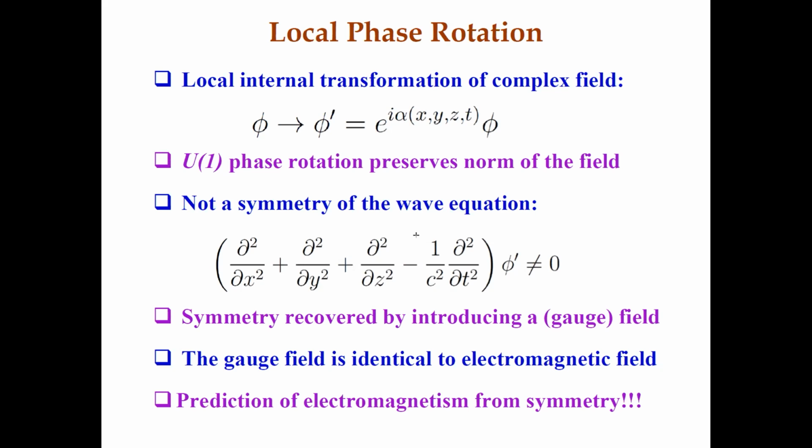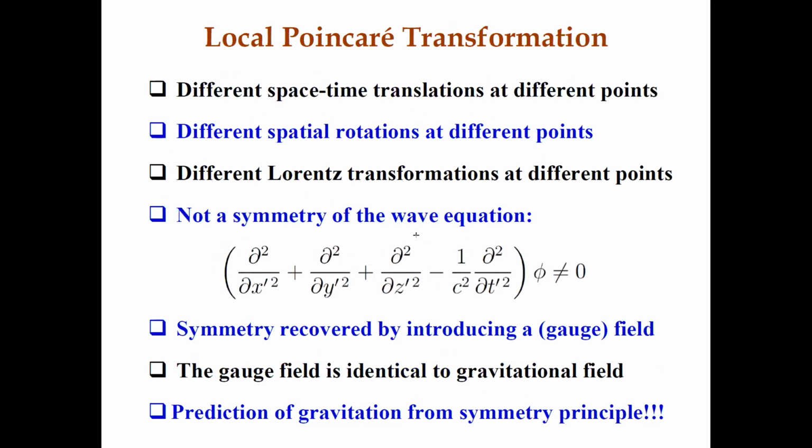Now you might say that this phase rotation was a mathematical symmetry. Okay, now I give you an example that is more down to earth. So take the Poincare transformation. I forgot to mention, the Poincare transformation is the combination of the global transformations I wrote for you: the space-time translation, the rotation in space, and the Lorentz boost. There are 10 symmetries: 4 translations in space-time, 3 rotations, and 3 Lorentz boosts.